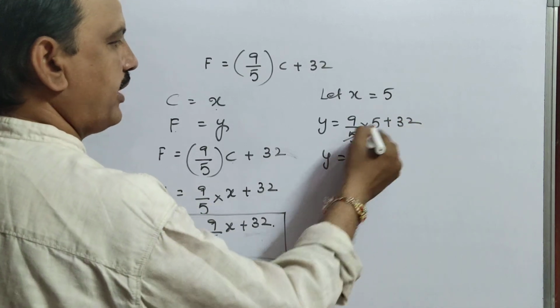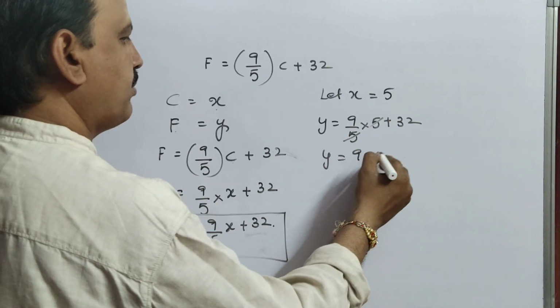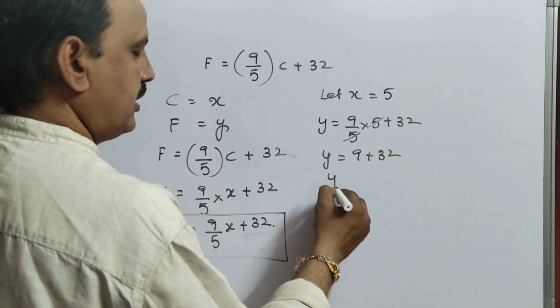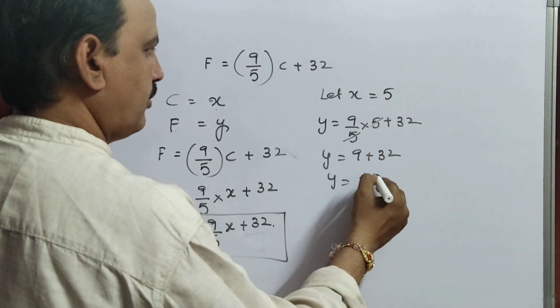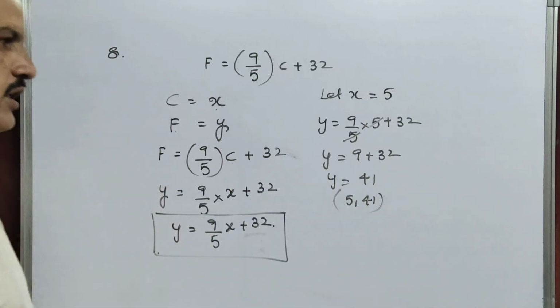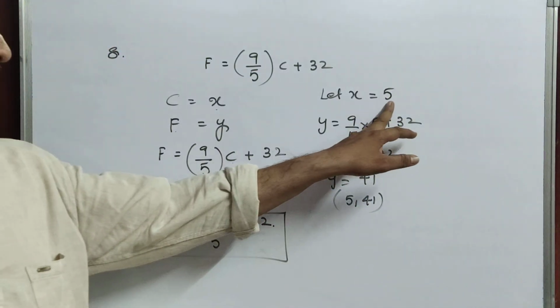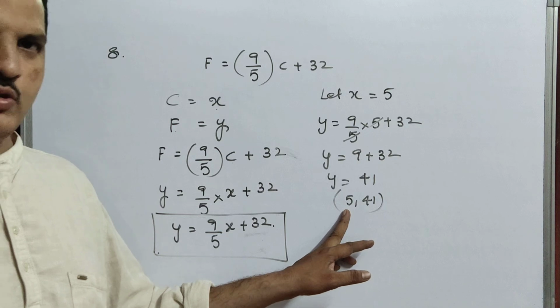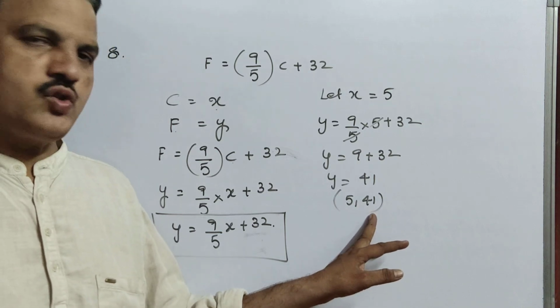So y equals, the 5 gets cancelled, so 9 plus 32. That is 41. That means 5 comma 41. Now suppose on the x-axis you may take 5, 10 like that. Then you may get y values like 41.